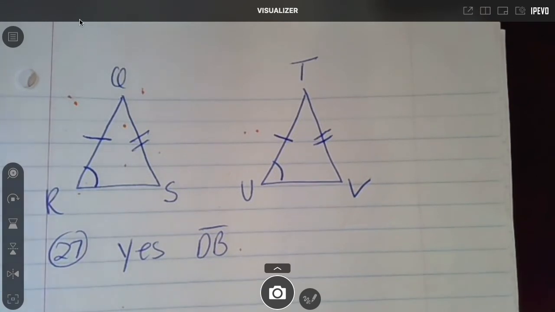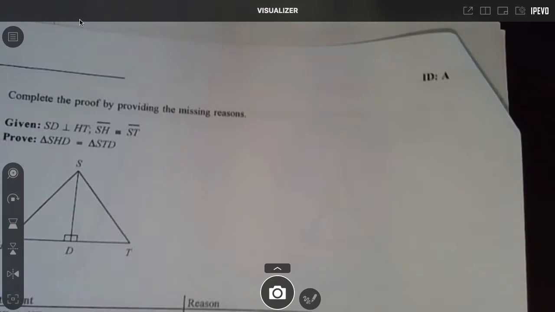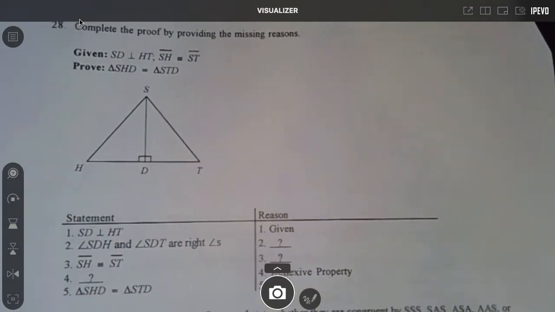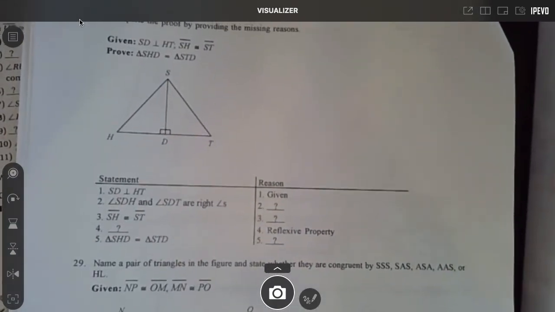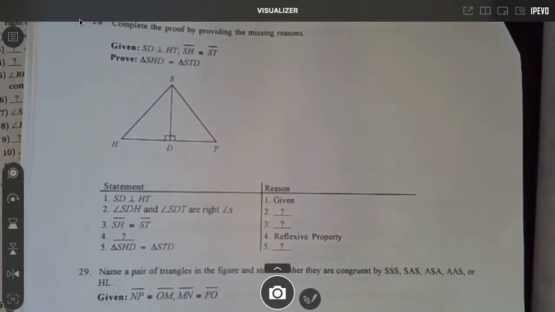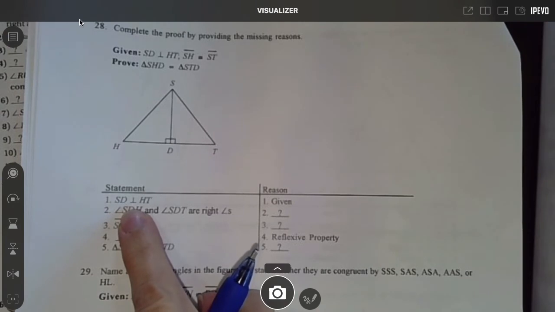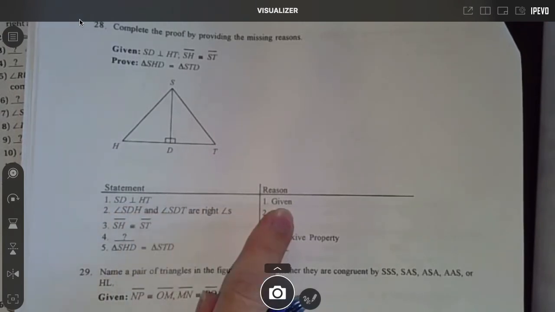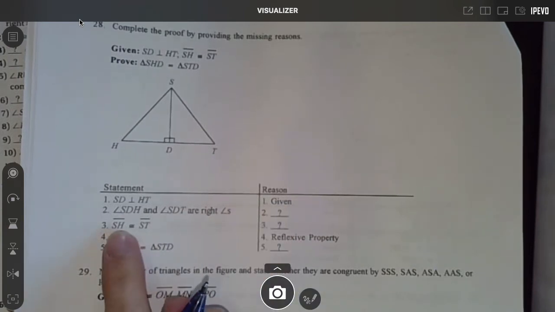All right. Then we have number 28. It is on the test. Okay, just like this. It's fill in the blank. So you have 1, 2, 3, 4 little blanks to fill in. Partial credit. Whichever ones you get right, that'll give you partial credit. So they tell us that SD is perpendicular to HT. It's given.